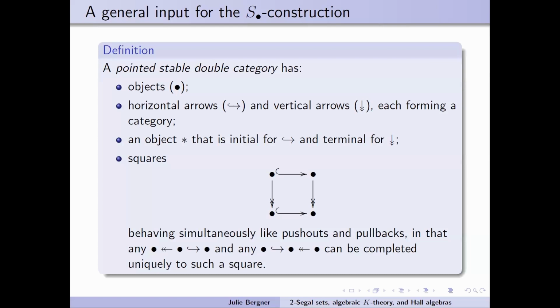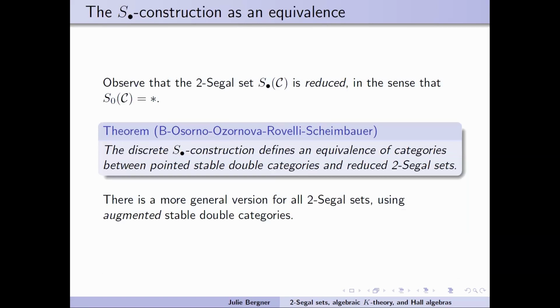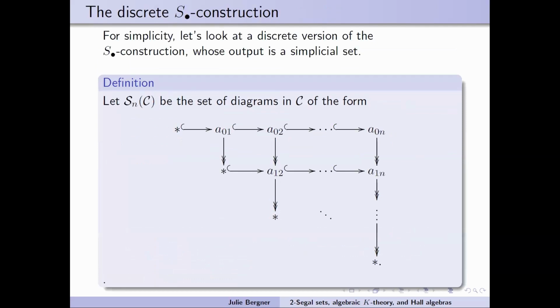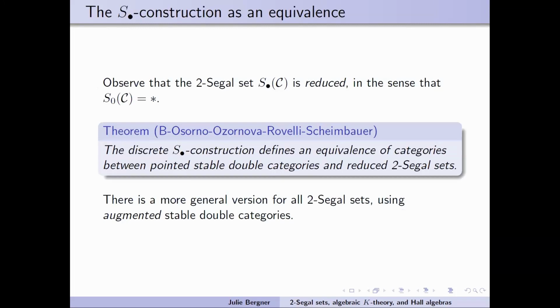And so we claim that this is more general data, but this is enough that we can make sense of the S-dot construction. Okay, so notice that when we take Sn in degree 0, we just get, in this case, the completely unique zero object. So the 2-Segal set that we're going to get from this is always going to be reduced, in the sense that S0C is just going to be the point.